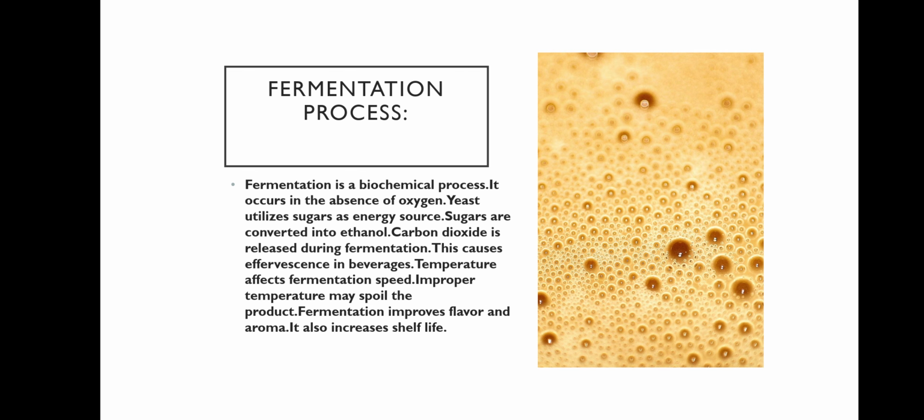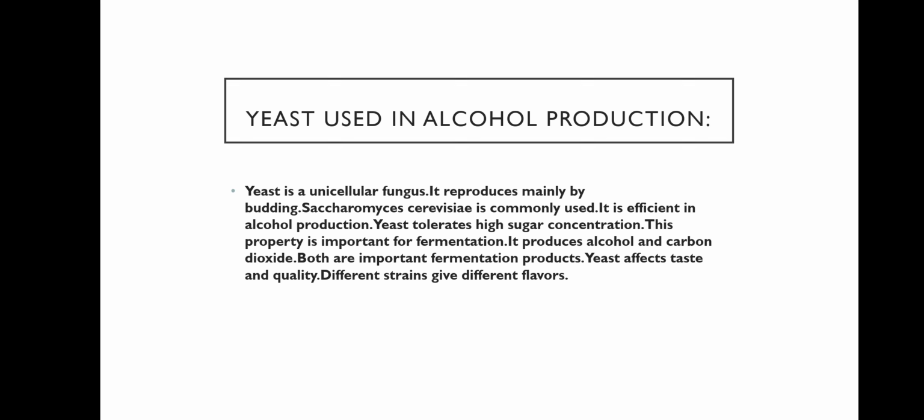Fermentation process. Fermentation is a biological process. It occurs in the absence of oxygen. Yeast utilizes sugar as an energy source. Sugar is converted into ethanol. Carbon dioxide is released during fermentation. Temperature affects fermentation speed. Improper temperature may spoil the product. Fermentation improves flavor and aroma. It also increases shelf life.